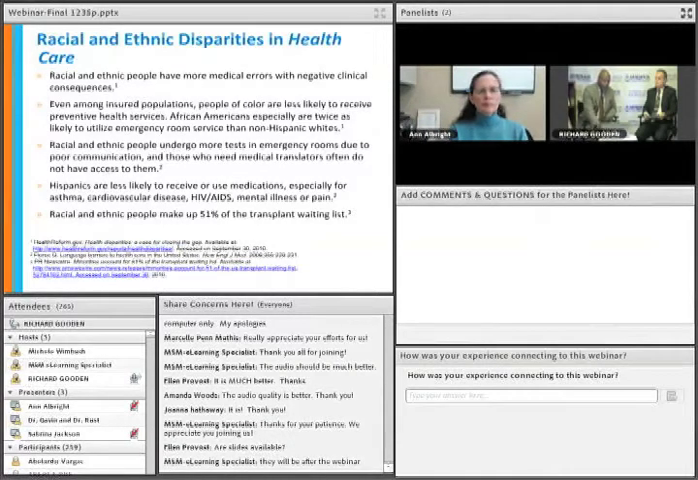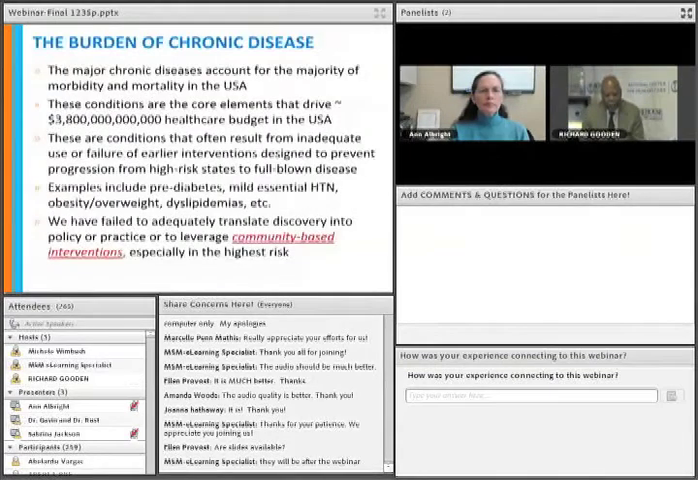Now, chronic diseases, of course, present a particular problem because they account for the majority of the morbidity and mortality in this country. These are the conditions that are the core elements of the three that account for the $3.8 trillion healthcare budget in this country. And they are conditions that often result from the inadequate use, or the failure of earlier use, of the interventions designed to prevent progression, if not the onset, of preconditions to full-blown conditions. Examples include prediabetes, mild hypertension, overweight and early obesity, dyslipidemias, and so forth.